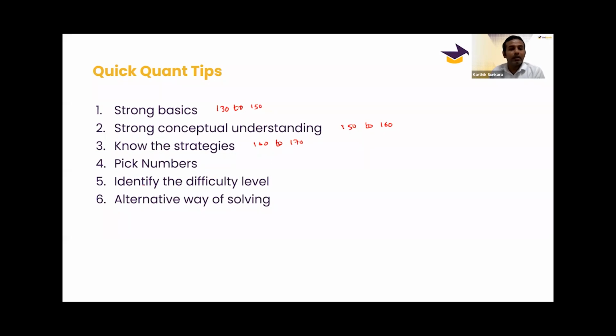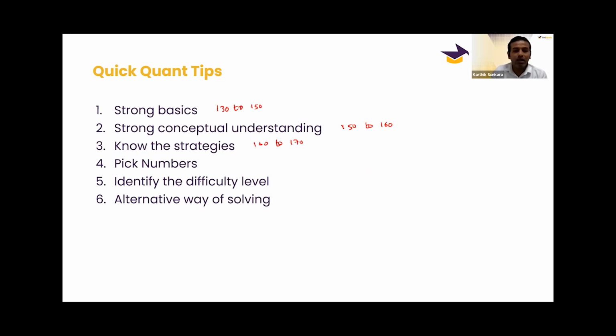Right? Next, what is this pick numbers? We have to pick numbers whenever there are variables in the answers, because handling variables is really challenging, but handling numbers is really easy. Next, identify the difficulty level. We need to know the difficulty level of the particular question and alternate ways of solving. For many of the questions, we have different ways to solve. At least we need to know 2 ways to solve these questions.